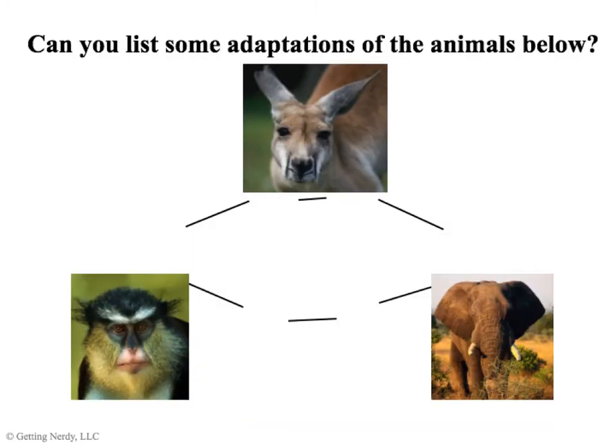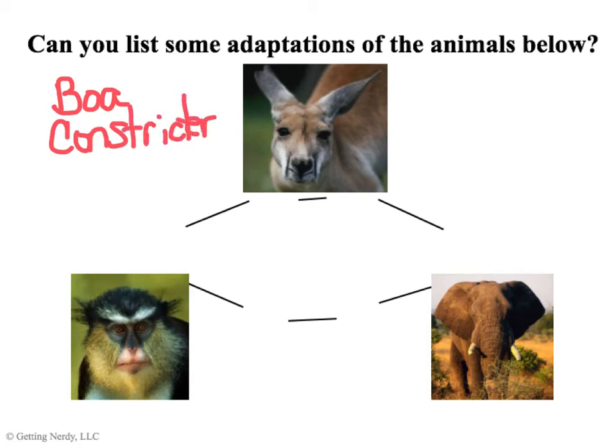Sadly, when I made the PowerPoint, I had 6 different animals. Now, only 3 of the pictures show up. However, this first one should be a boa constrictor. So I first want you to think about a boa constrictor and what types of adaptations you believe it would have. Okay, pause the video, and then when you're ready, go on.